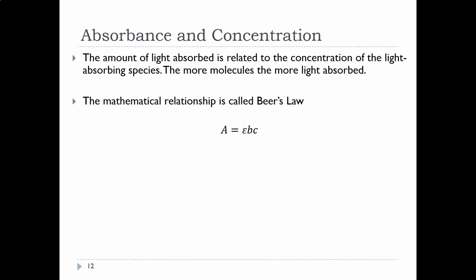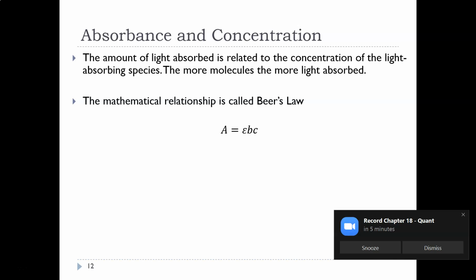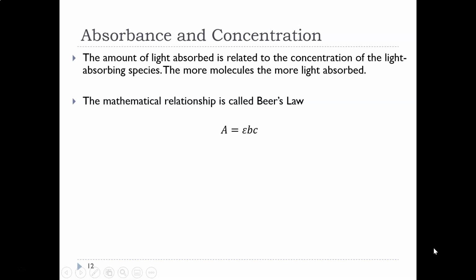Okay, so the absorbance of light is directly related to the concentration of the molecule that the light is absorbing for. So this is the mathematical relationship called Beer's law. It's officially, it depends on the textbook, the Beer-Lambert law, but Lambert often gets ignored, and so it's Beer's law.